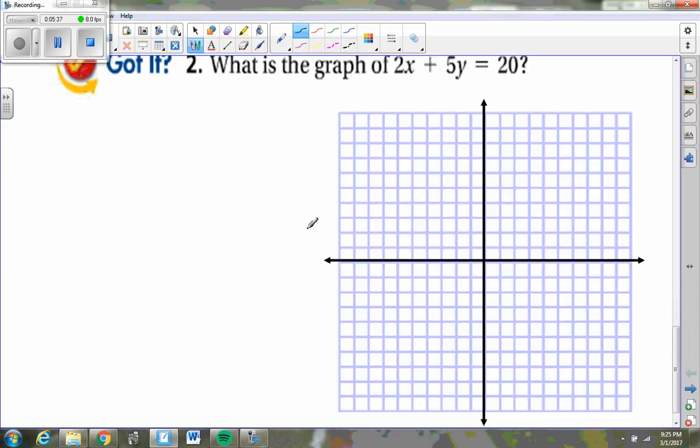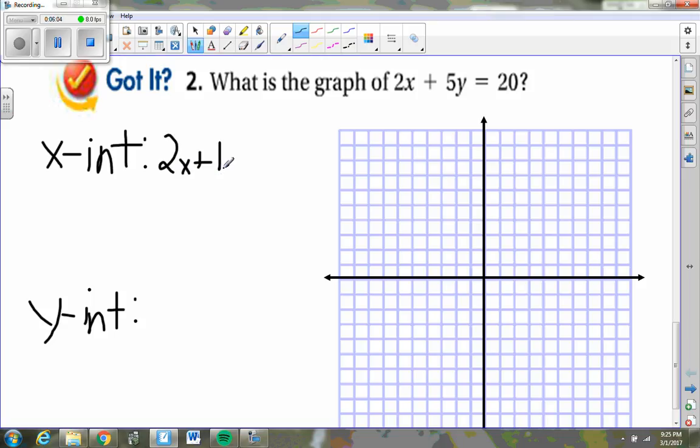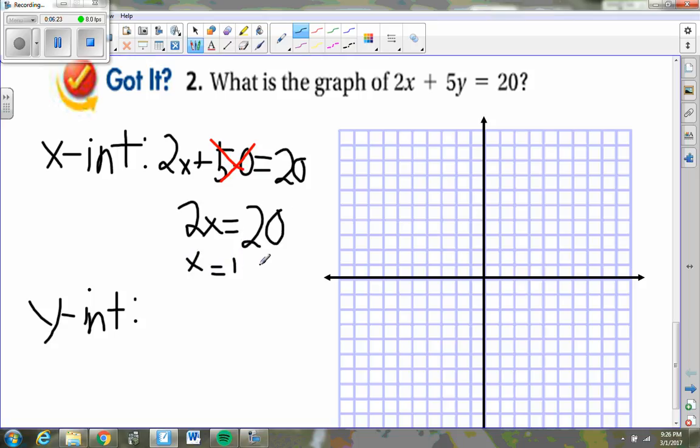Graphing an equation using the intercepts is quite easy. I'm going to use this example, the graph of 2x plus 5y equals 20. I'm going to first find my two intercepts, my x-intercept and my y-intercept. To find my x-intercept, remember, I need to put 0 in for the y. So that's 2x plus 5 times 0 equals 20. 5 times 0 goes away, I'm left with just 2x equals 20, and then x equals 10 pretty easily.